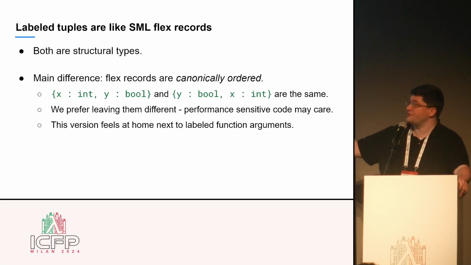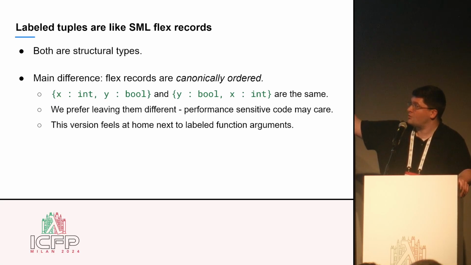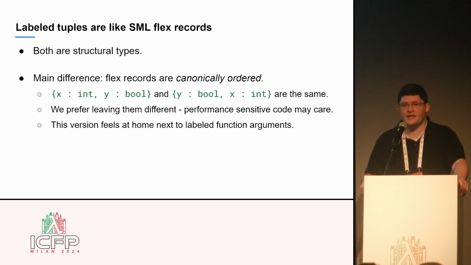But I think the biggest difference is just that flex records are canonically ordered. So these two types in standard ML, which are records containing an integer y and an integer x and a Boolean y, in two different orders, are the same type in standard ML. And the way they get represented at runtime depends on the names of the fields. So they get sorted alphabetically, so the x is going to come first for both of these. And that's a choice you can make.